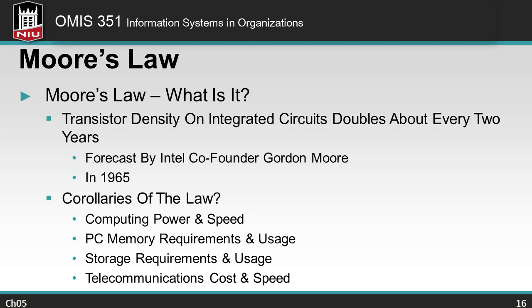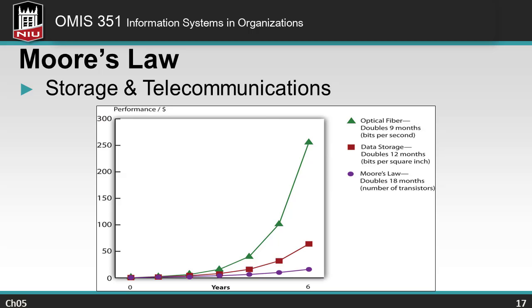There are other computing elements that act in a similar manner, like the power and speed of computing power, PC memory, data storage requirements, and telecommunication speed. This connection makes sense since they are all related to the performance of electronic components. Here's a graph showing the growth of optical data communication speeds, data volumes, and transistor densities, the original Moore's Law. Note the incredible growth of each.